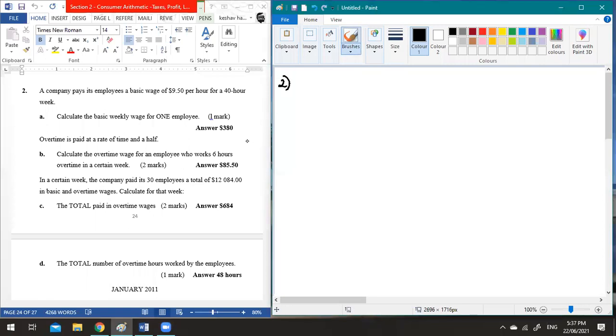Number 2, the company pays its employees a basic wage of $9.50 per hour for a 40-hour week. So the rate, $9.50, basic time is 40 hours. Calculate the basic weekly wage of one of the employees.